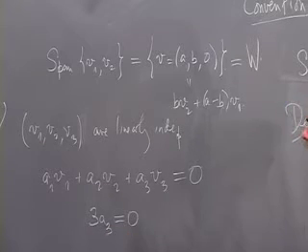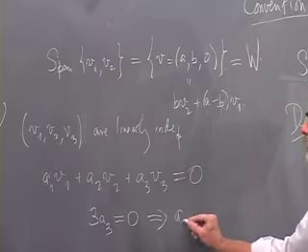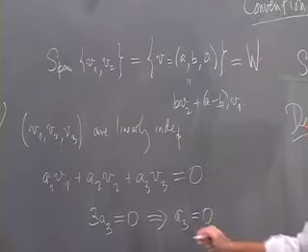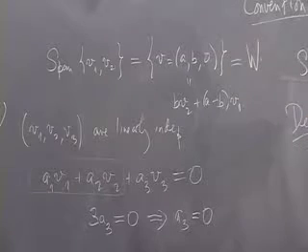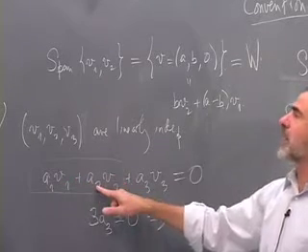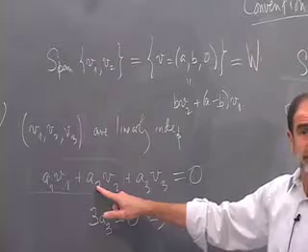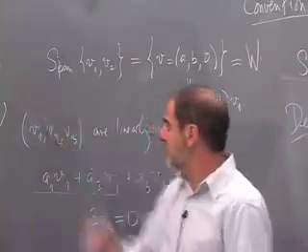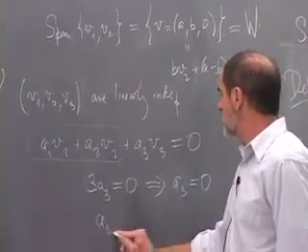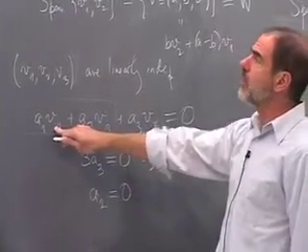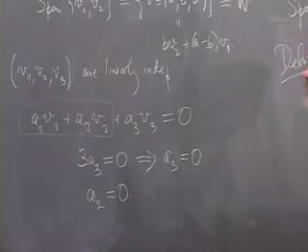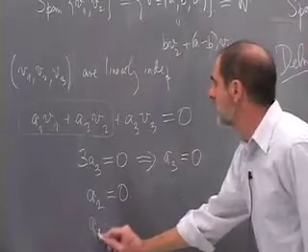So one-third exists. That means that a3 is equal to 0. Since a3 is equal to 0, it's a combination of v1 and v2. Now, I claim that the second coordinate of this vector is a2, because you get no second coordinate in v1. So that means that a2 is equal to 0. And if a2 is equal to 0, it's a multiple of v1. And the only multiple of v1 which is the 0 vector is the 0 multiple of v1.